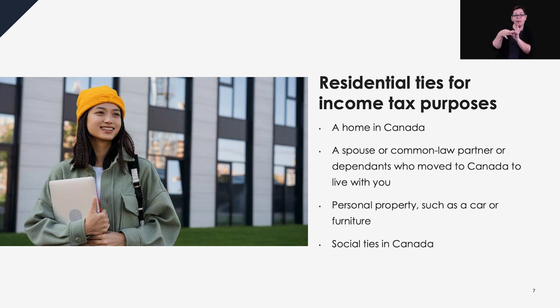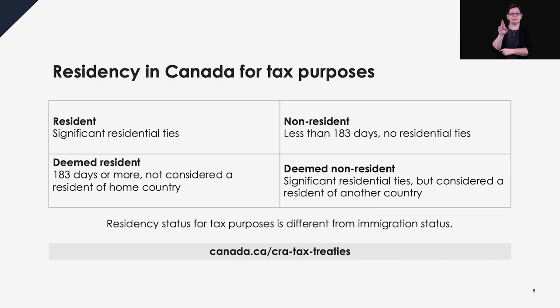Other residential ties relevant to determining your residency status may include, but are not limited to, a Canadian driver's license, Canadian bank account or credit cards, and health insurance with a Canadian province or territory. Your residency status for income tax purposes is different from your immigration status. Your residential ties and duration of your stay in Canada determine your residency status.